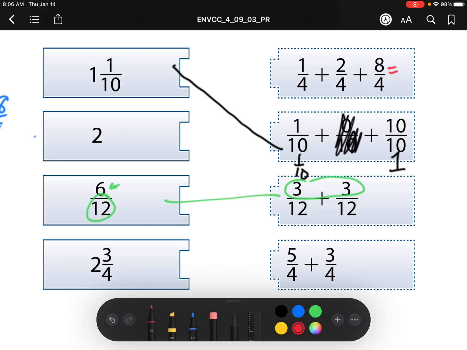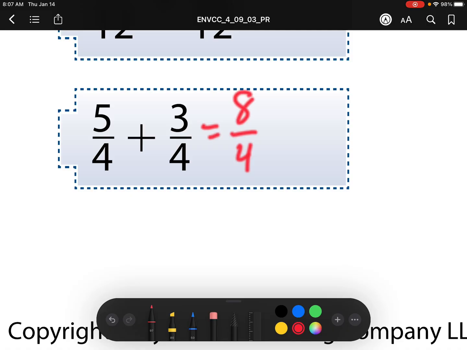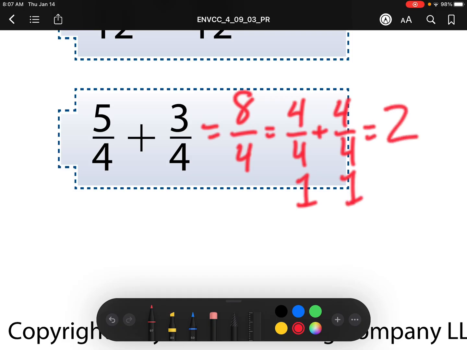So this one right here, I would get 1 plus 2 is 3, plus 8 is 11/4. And down here, we would get 5 plus 3 is 8 over 4. I'm going to do this one down here because it's a smaller numerator. So it's easier to pull those wholes out. So I'm going to pull out 4/4 because that's a whole. And then what do I have left? Well, I have another 4/4 because 8 minus 4 is 4. So that is 1 whole plus 1 whole. So I have 2 wholes here.